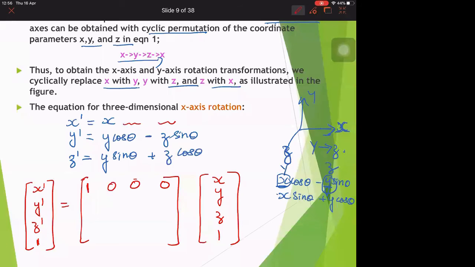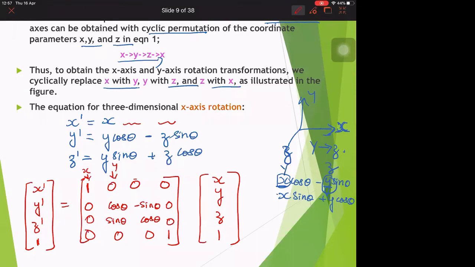Now the y part. Y is this side, x is this side. All my x is 0 here, so you can make it 0, 0. Okay. Now, what is y? I'm dealing only with y and z. So y is here: cos theta, minus sine theta. This is sine theta, cos theta. 0, 0, 1, 0, 0, 1. So this is my final matrix.